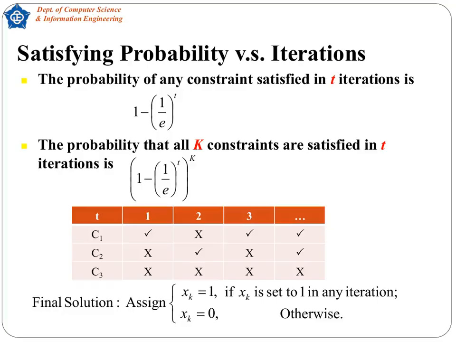Constraint 1 is satisfied in iterations 1, 3, and every round thereafter. Constraint 2 first fires in iteration 2 and remains satisfied. Constraint 3 never fires.